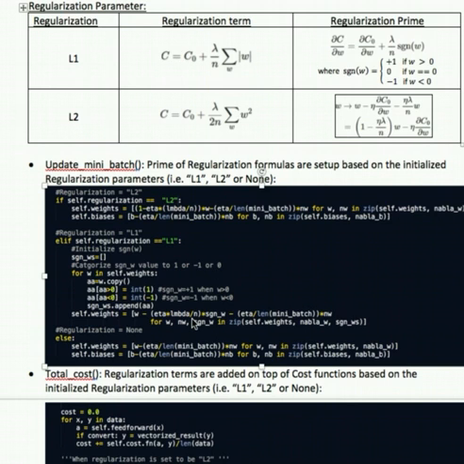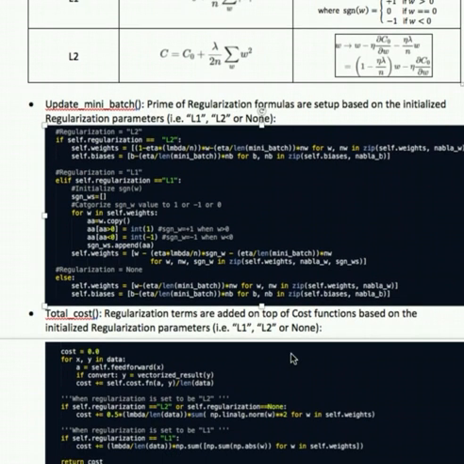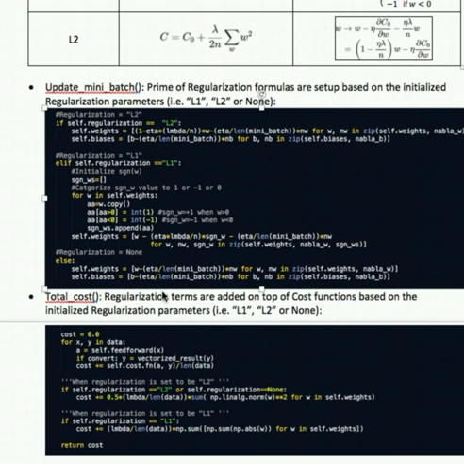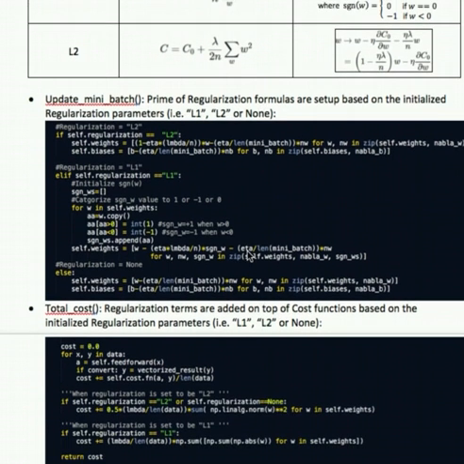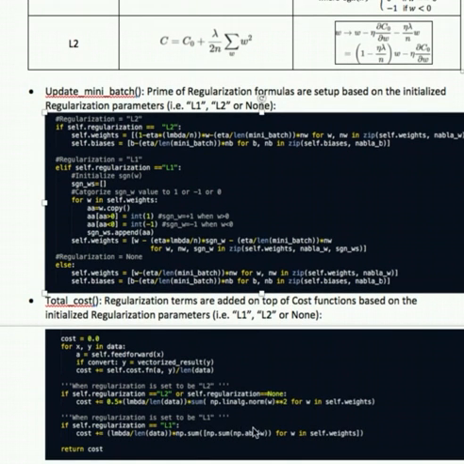If no regularization term is specified, then you just use the regular adjustment terms for the weight and bias adjustment. In the total cost function, we add the regularization terms on top of the cost function. As you see here, the big difference between L1 and L2 is that L1 takes the absolute value of W, and L2 is the square of W. As shown here, L1 is the absolute value of W and takes a summation, and L2 is the square of W and takes the summation. That's it for the regularization parameter settings.